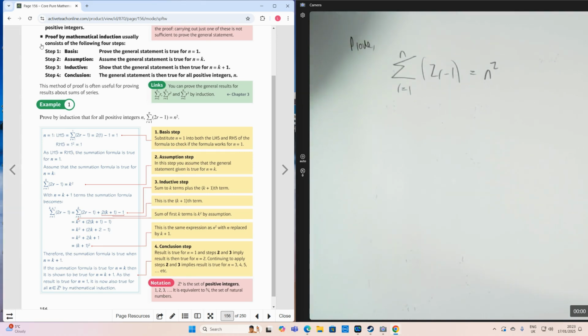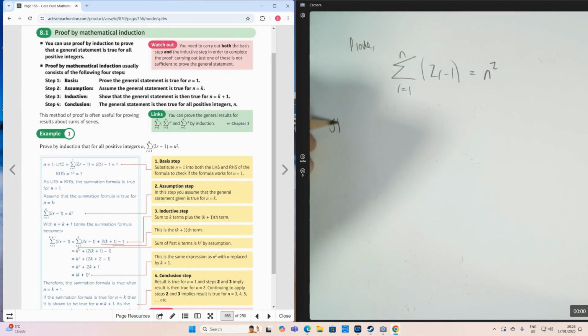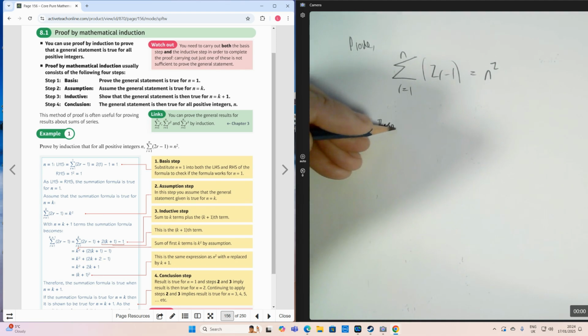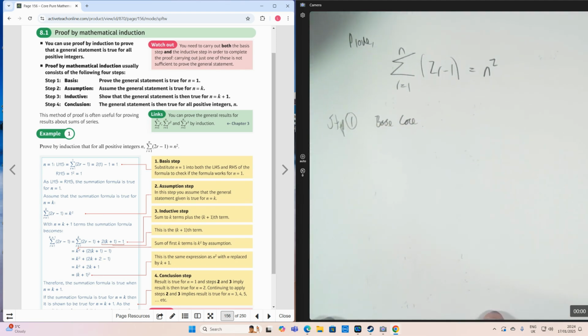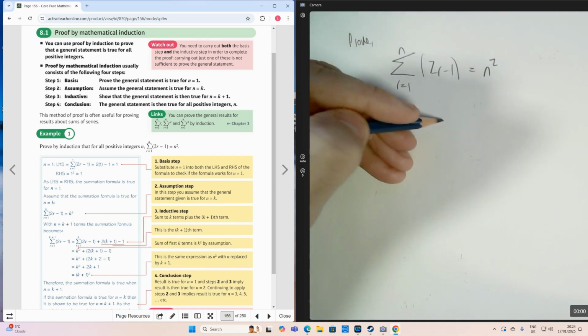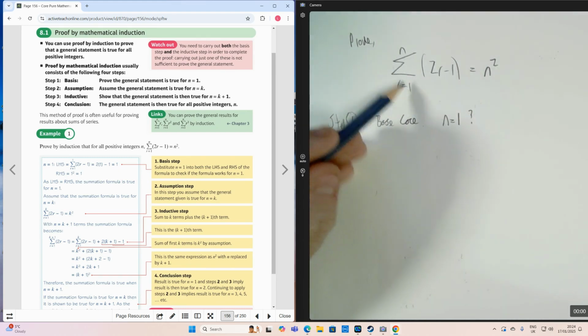So let's look at our little guide to how we do it. We need step 1, which is what we sometimes call the base case. Okay, I'm going to write base case, which is, is it true? They've called it basis here in this resource. Is it true when n equals 1? Okay, because we're going from 1 to n.